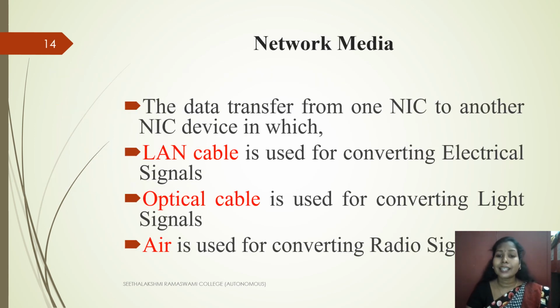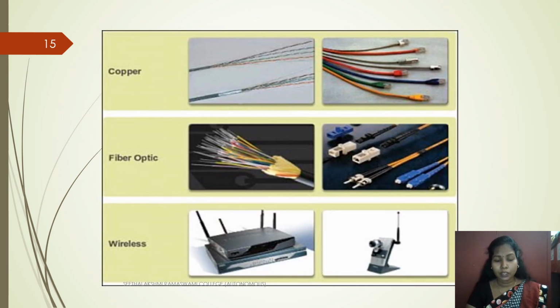So what is a network media? The data is transferred from one NIC to another NIC device, in which the LAN cable is used for carrying electrical signal, optical cable is used for carrying light signal, and air is used for carrying radio signals. These are the different types of media, that is copper, fiber optic, and wireless communication devices.